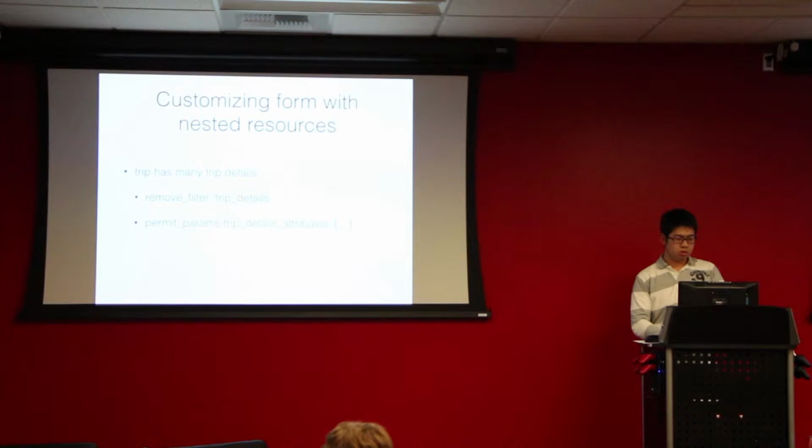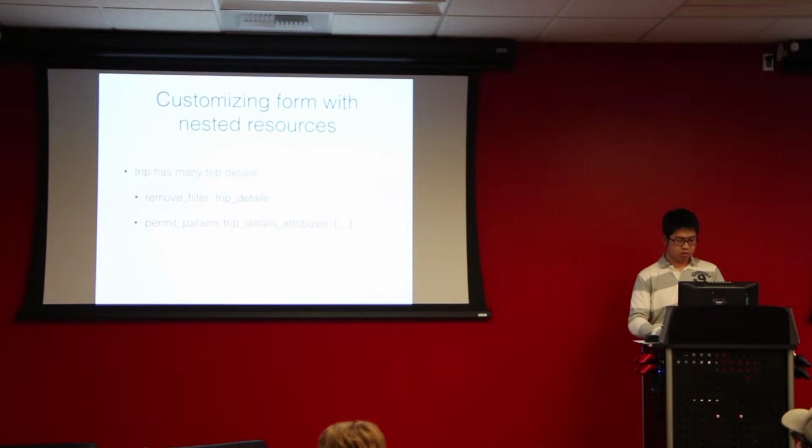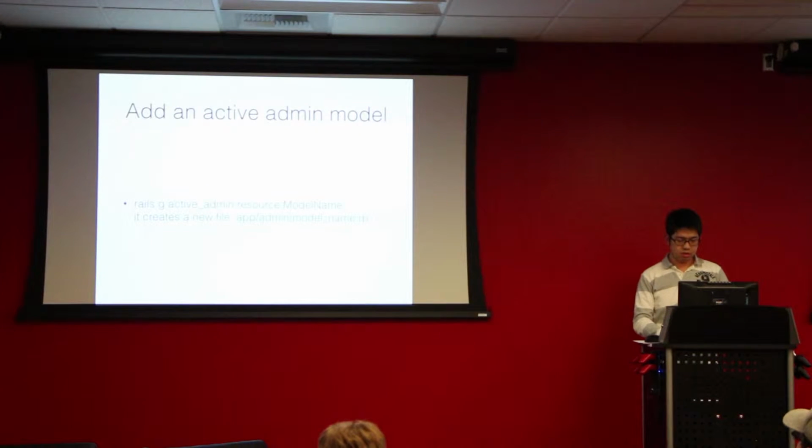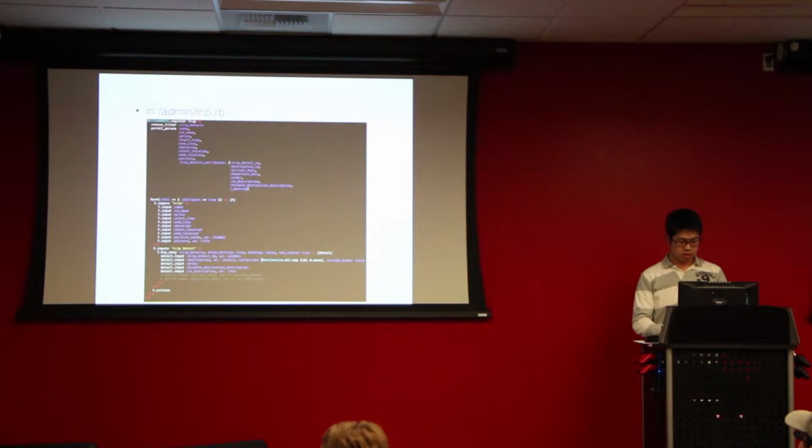Okay. So there are a lot of things that you can talk about for this gem, but I just want to talk about customizing forms with nested resources, because it's very common to have a one-to-many relationship in your database. So you want to find a way to attach something to a model. The first thing you need to do is remove the filter. So you need to add the first one here to the new file you just created, and then you have to allow it to update the attributes for this model. And here's how you do it in detail.